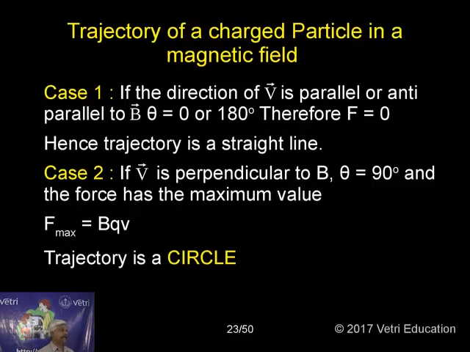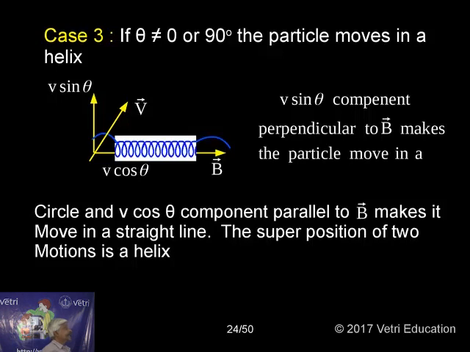If theta is equal to 90, sin 90 is the maximum value, therefore F is equal to BQV sin theta. Sin theta value is 1, therefore BQV, that is a maximum value. The path followed by the charged particle is always circular. That is the second case we have to understand. Case 3 is also very important. We already told that if theta is 0 and theta is equal to 90, but if theta is not equal to 0 or 90 degrees, what does it mean?